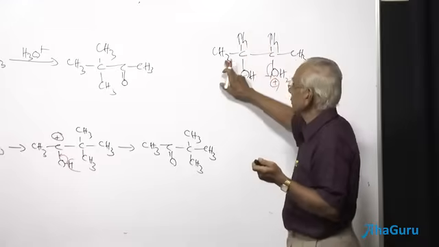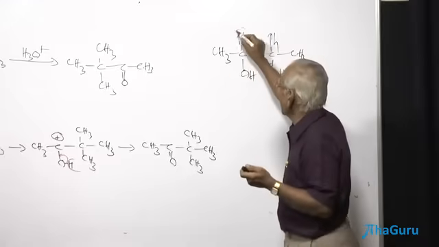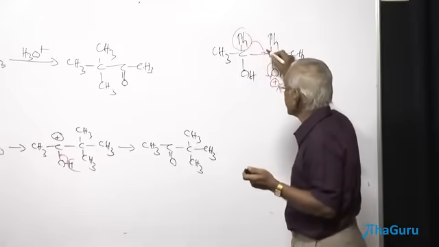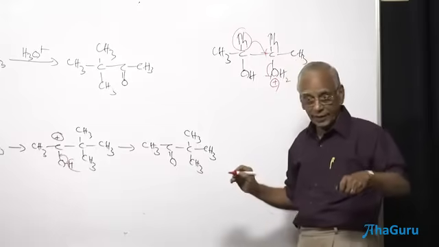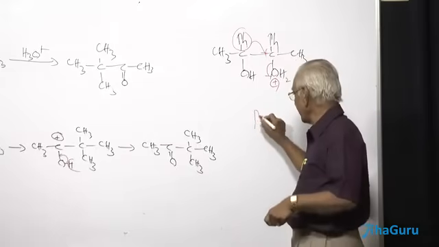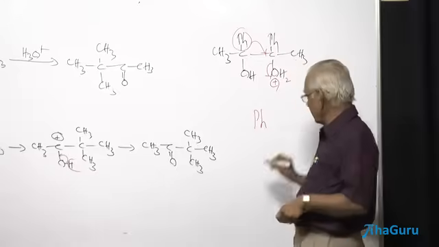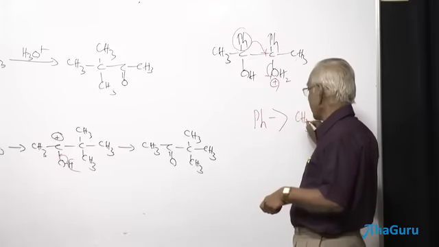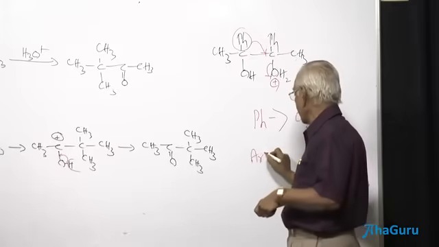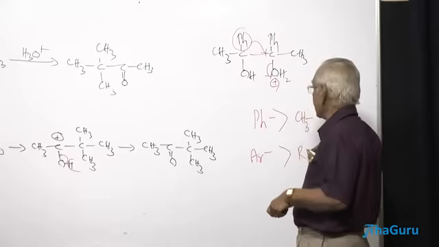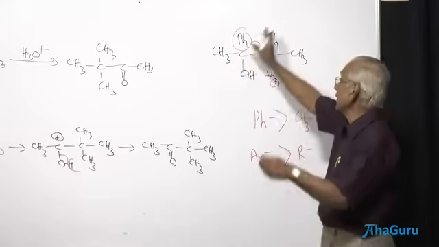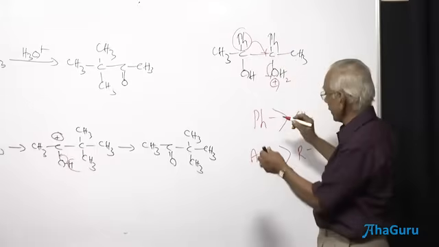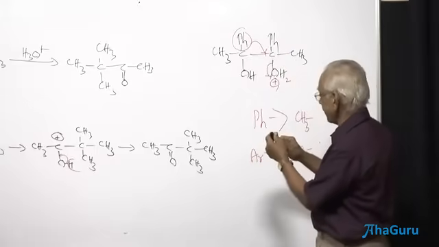There are two groups here, methyl and phenyl. I prefer a phenyl group to migrate, and I am going to explain the reasons. The phenyl group has got a greater migratory aptitude than any alkyl group. Aryl groups have got greater migratory aptitude than alkyl groups. Therefore, phenyl group prefers to migrate. Therefore, what have we got now? You just look at the migration here.